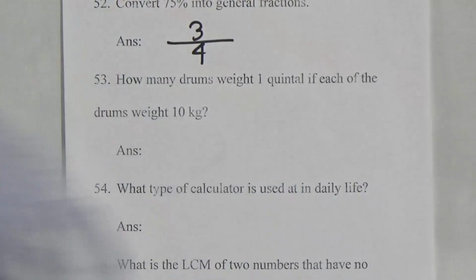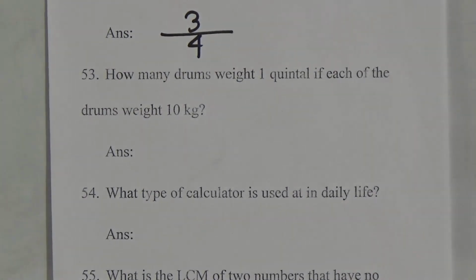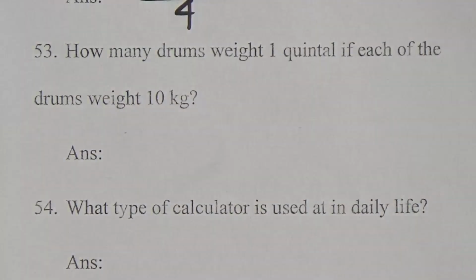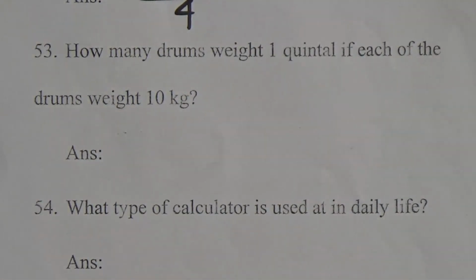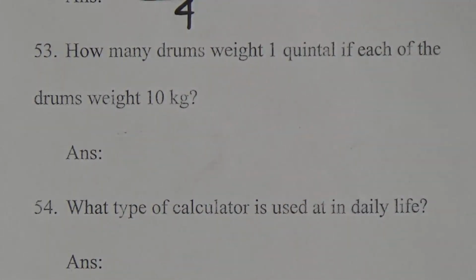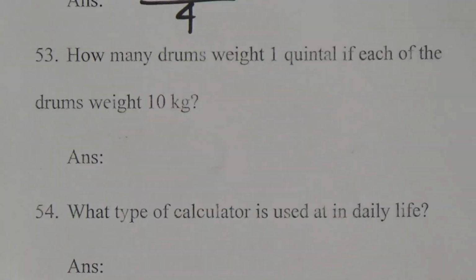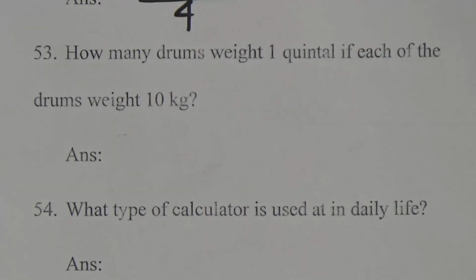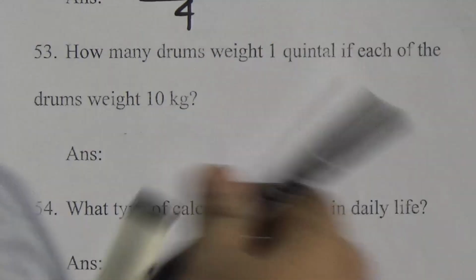Next we shall solve question number 53. So dear student, notice how many drums weight 1 quintal, if each of the drums weight 10 kg. That means, notice 10 kg is weight of 1 drum. So 1 quintal weight is how many drums? So at first we convert 1 quintal into kg. We know that 1 quintal equal to how many kg? 1 quintal equal to 100 kg.